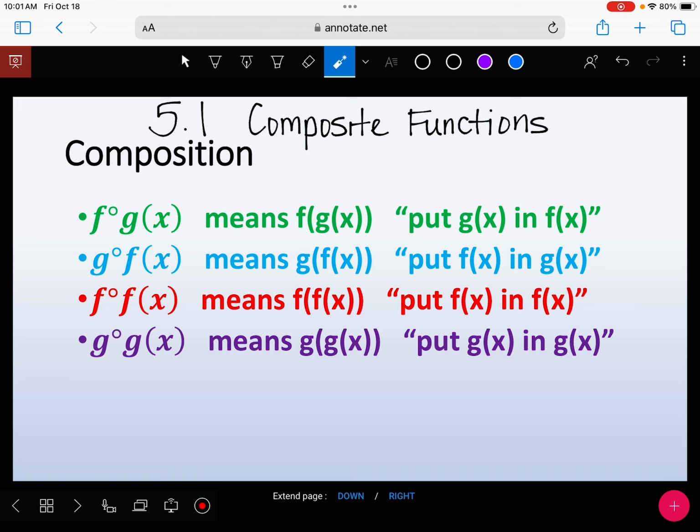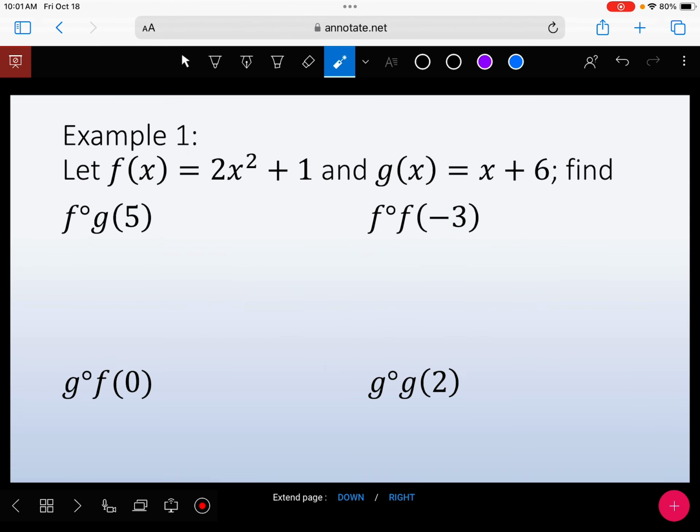We can also compose functions into each other. So f of f of x means put f of x in f of x, and g of g of x means put g of x in g of x. Take a moment, pause the screen if needed, to copy example 1.